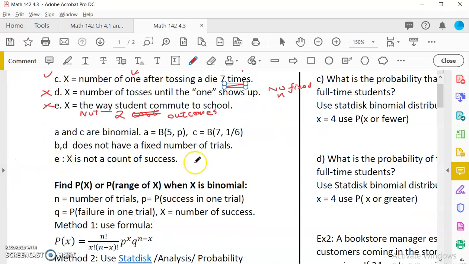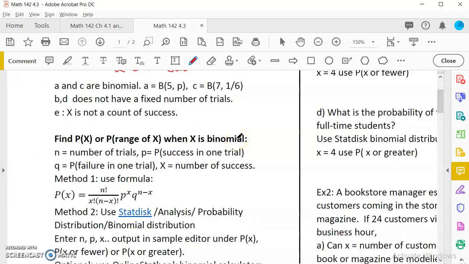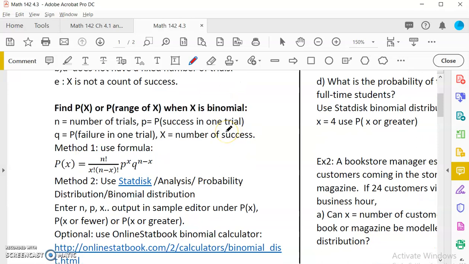So if it obeys all those 4 conditions, then the probability of 1 head, 2 heads, 3 heads, or 3 right-handed, 5 left-handed can be calculated by a formula like this: n factorial over x factorial times n minus x factorial, p to the x, q to the n minus x. Now, what is q? P is the probability of success. Q is the probability of failure in one trial. So q is equal to 1 minus p. So you always just have success and failure.